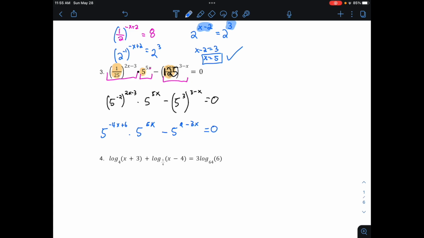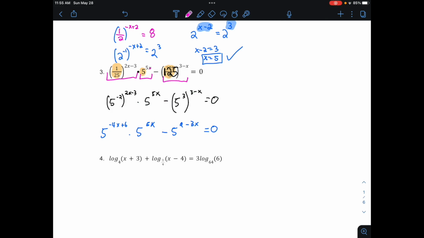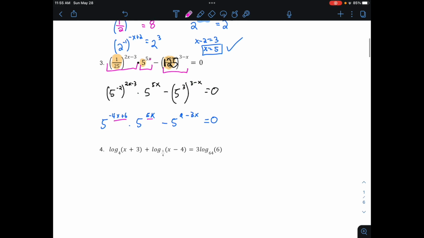Then I can use my product rule of exponents, and so I can add these two exponents because we are multiplying by the same bases here. So I get 5 to the negative 4x and 5x gives me just x plus 6 minus 5. I'm going to rewrite it as negative 3x plus 9 equals 0. Now at this point, our properties of exponents don't usually work over subtraction or addition.